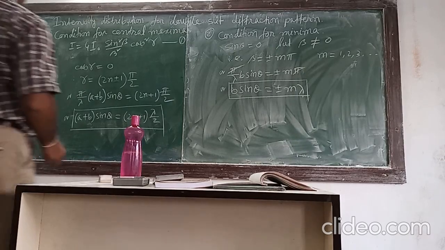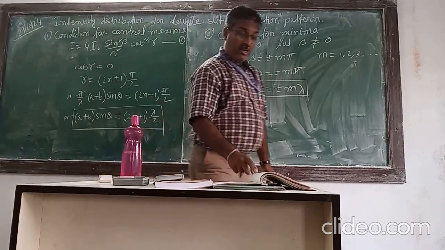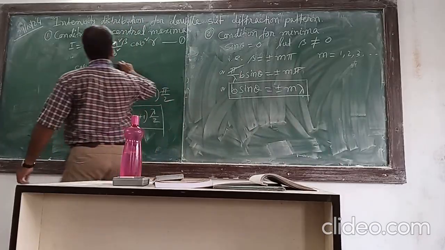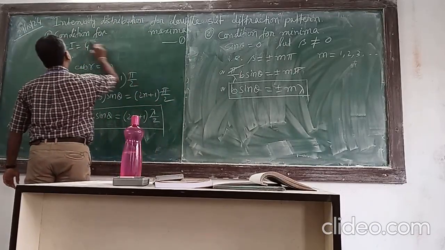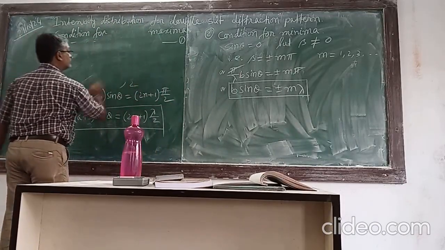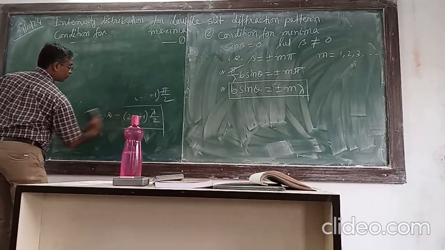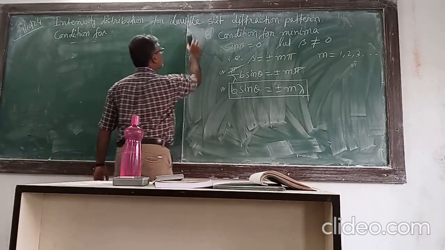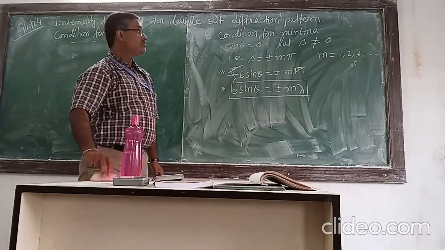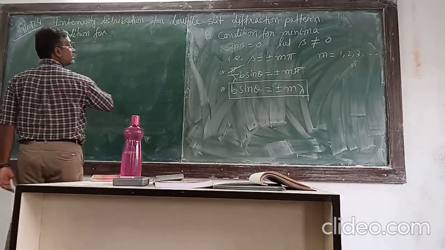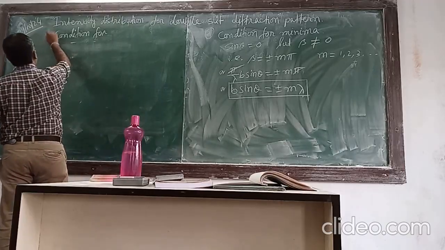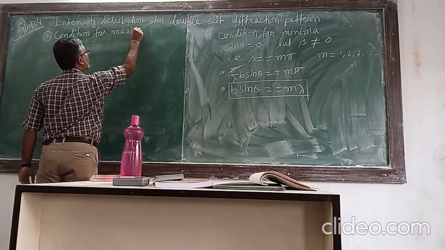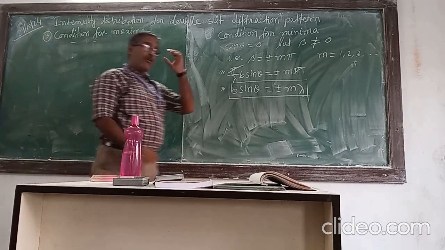Now we have to go for the condition for maxima, that is the secondary maxima. Now the condition number 3: condition for maxima, that is the secondary maxima.